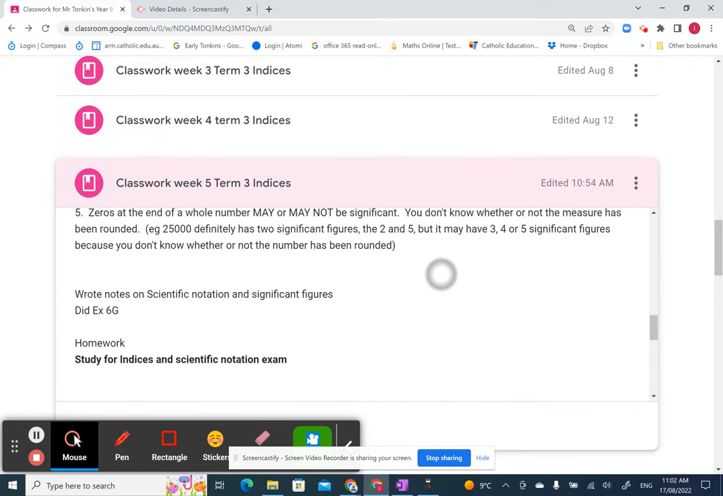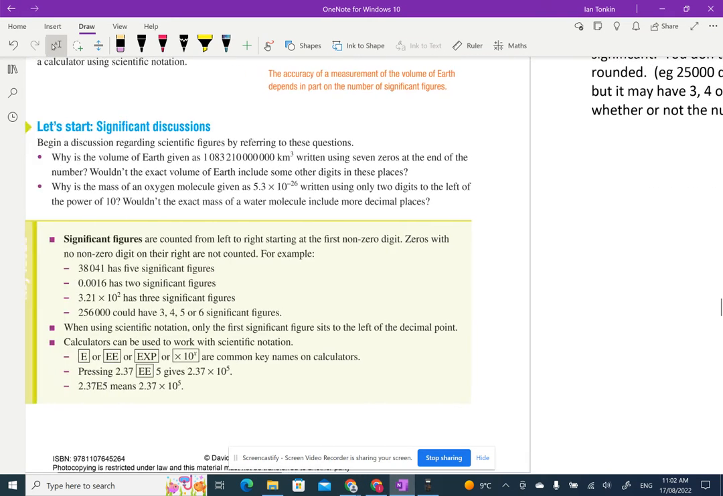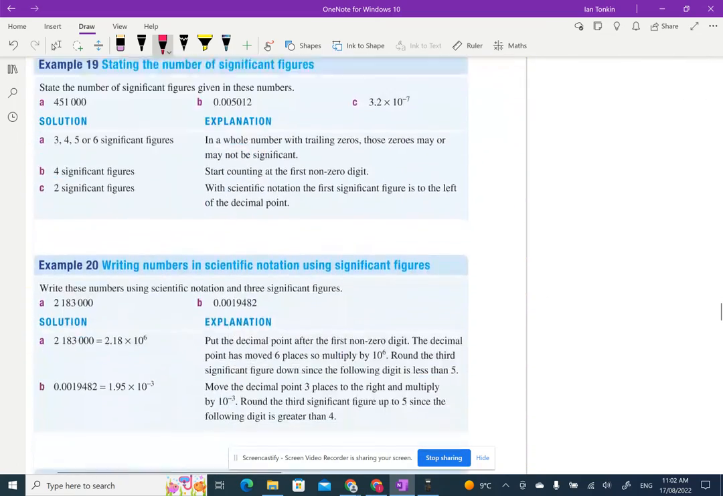We're going to be doing 6G. We're just going to have a look at some questions, but then I'm going to show you how to use your calculator. So let's have a look at 6G. And there are their rules. I don't quite like their explanation, their rules. I prefer the ones that we've written above, and hopefully you've written them down in your workbook.